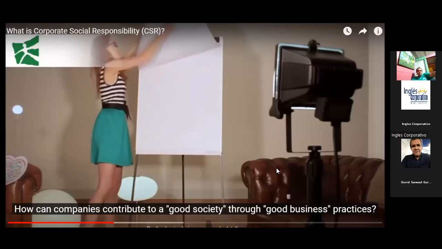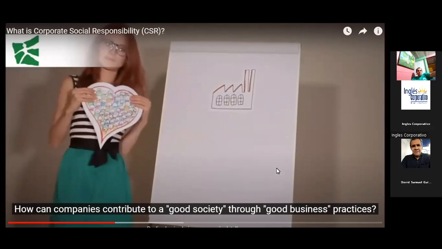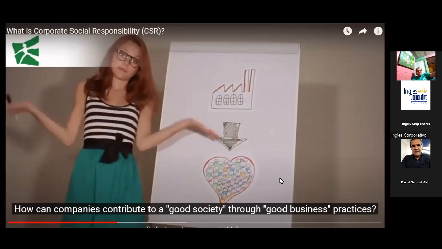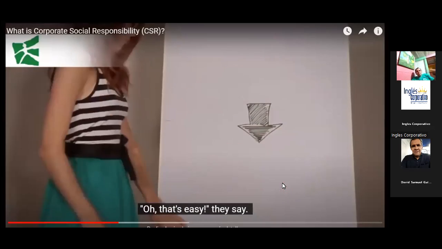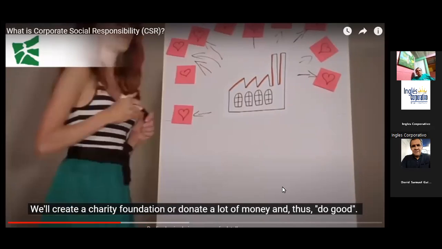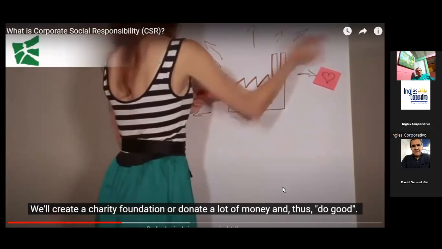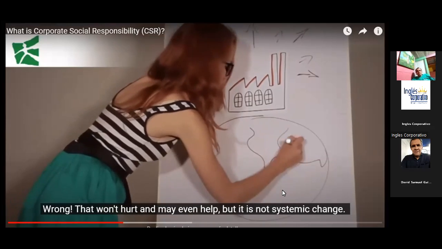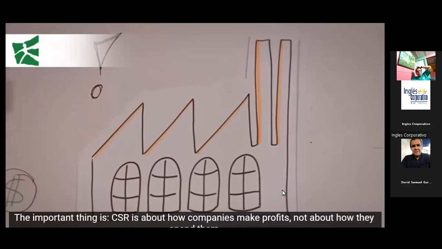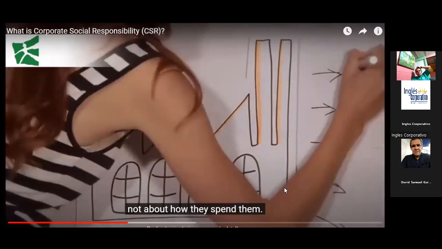How can companies contribute to a good society through good business practices? Oh, that's easy, they say. We'll create a charity foundation or donate a lot of money and thus do good. Wrong. That won't hurt and may even help, but it's not systemic change. The important thing is, CSR is about how companies make profits, not about how they spend them.